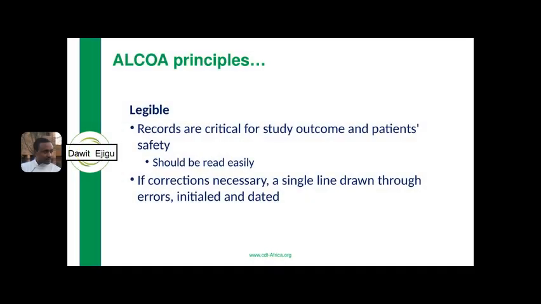The second aspect of the ALCOA principle is legibility. What this means is that the records in the source document need to be readable. As you know, records are very critical for the study outcome and also patient safety. If we cannot read them, we can't make much out of them, and hence they should be read easily. And if corrections are necessary after the initial entry, what we can do in a paper source document is stroke a single line through the errors and initial and date them.